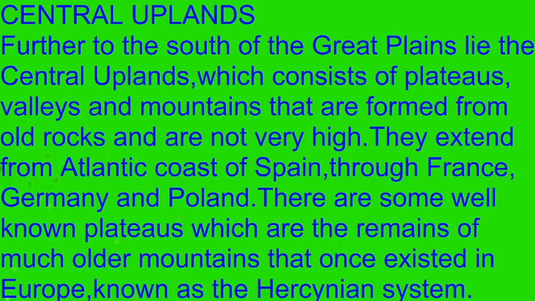They extend from the Atlantic coast of Spain through France, Germany and Poland. There are some well-known plateaus which are the remains of much older mountains that once existed in Europe, known as the Hercynian system. These systems of uplands are said to be the remains of a much older mountain system that once existed in Europe long before the formation of the Alpine system. These older mountains were known as the Hercynian system. So this is how we have the Central Uplands and the region where it extends.